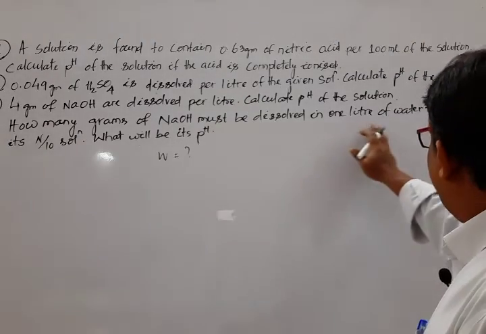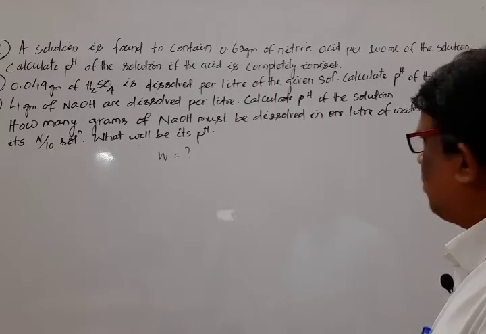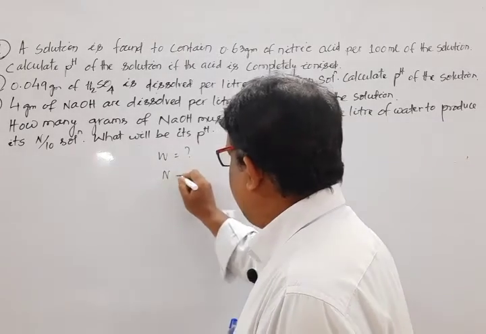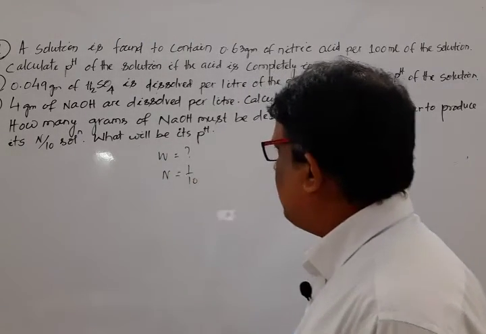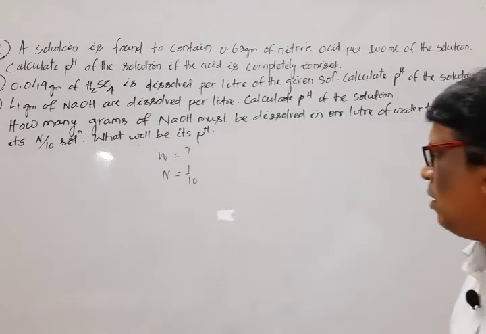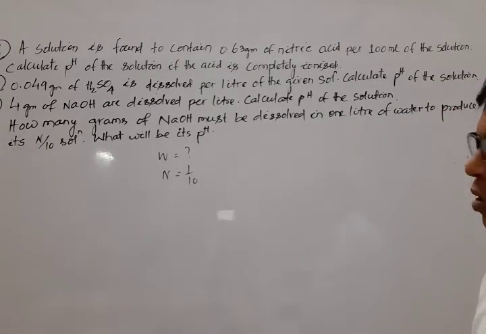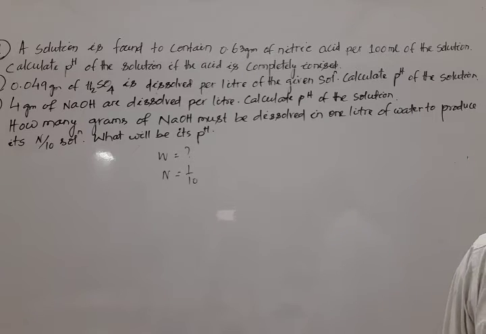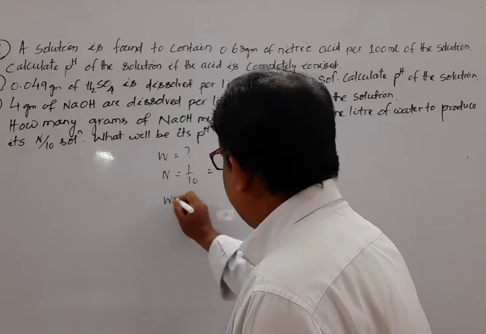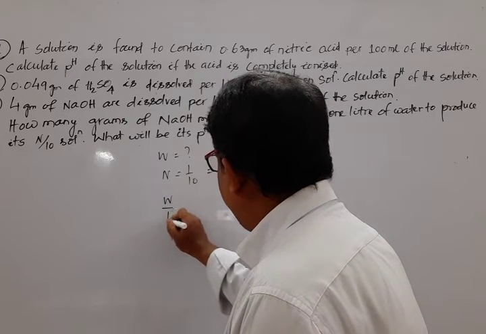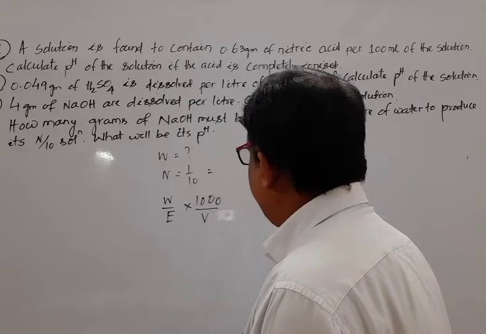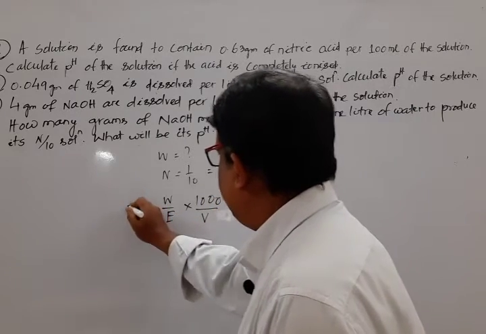To prepare a solution of 1 liter of sodium hydroxide with normality equal to 1 by 10. We have to produce normality equal to 1 by 10. Mark that. What is the formula for normality? We know the formula for normality, that is W by E into 1000 by V. It is known as normality.